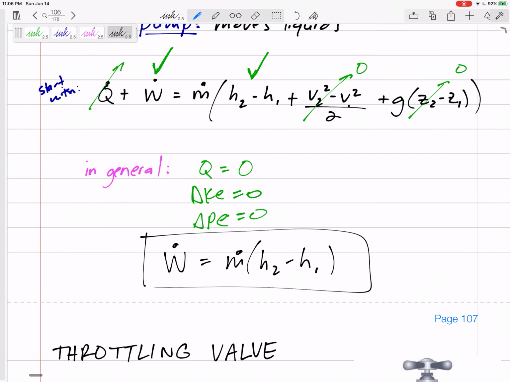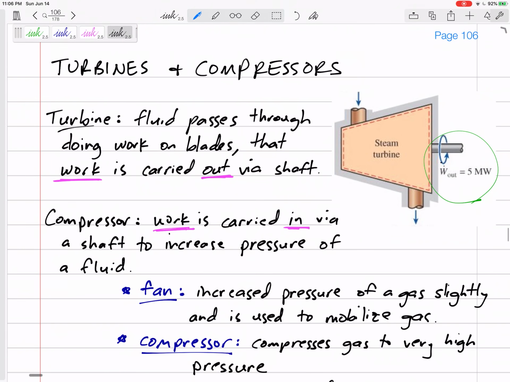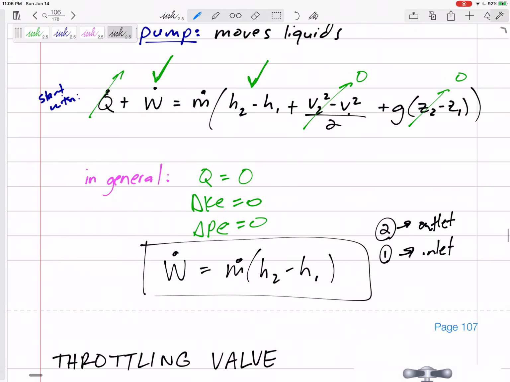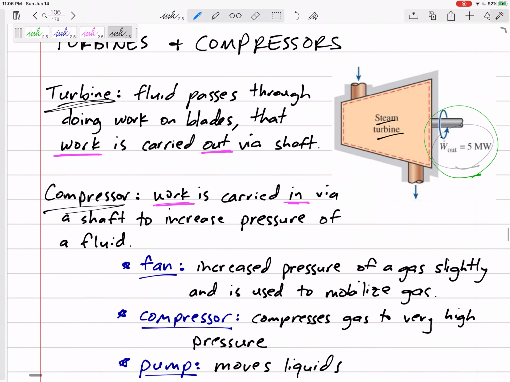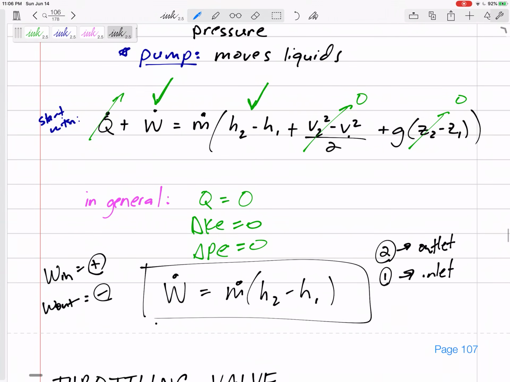So a few things to think about. 2 is always outlet, 1 is always inlet, whether we are looking at a turbine or a compressor. And remember how I do these. Work in is positive, work out is negative. So if this was a steam turbine, with this work coming out, I would plug in -5. It'd be -5 megawatts on the left-hand side equals m dot delta H, and so I could figure out that delta H right there.